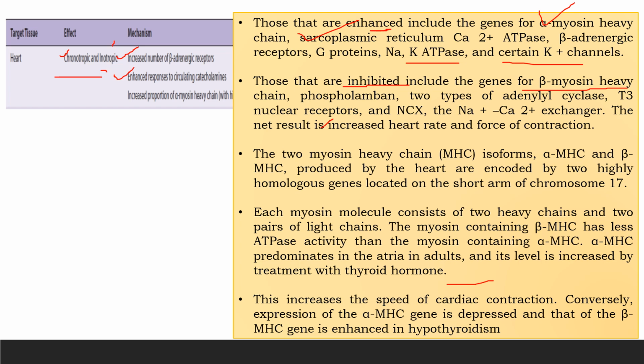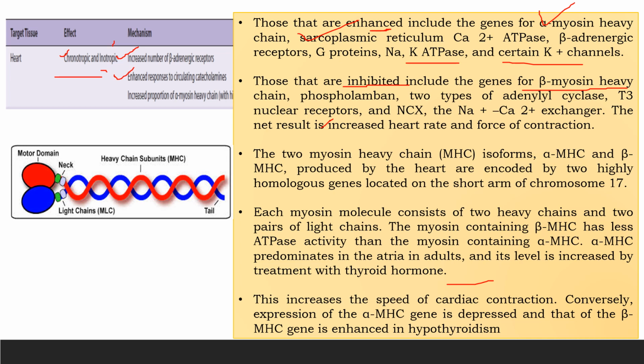How? We all know that myosins have two heavy chains and two light chains. These myosin heavy chains can have two isoforms: one is the alpha myosin heavy chain, another is the beta myosin heavy chain. It is seen that myosin containing beta myosin heavy chain has less ATPase activity, whereas those having the alpha MHC have high contractility or more activity, and this alpha MHC predominates in the atria in adults. Now, what is the function of thyroid hormone? We have already seen that it enhances the activity of genes regulating this alpha myosin heavy chain. So there will be more alpha MHC and it will enhance the contractility.